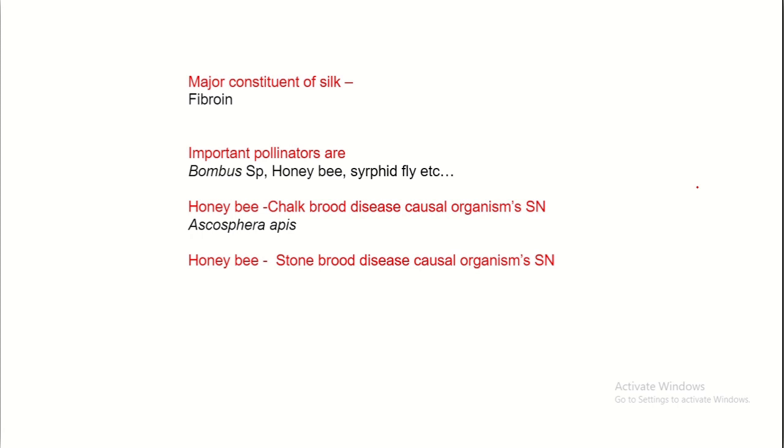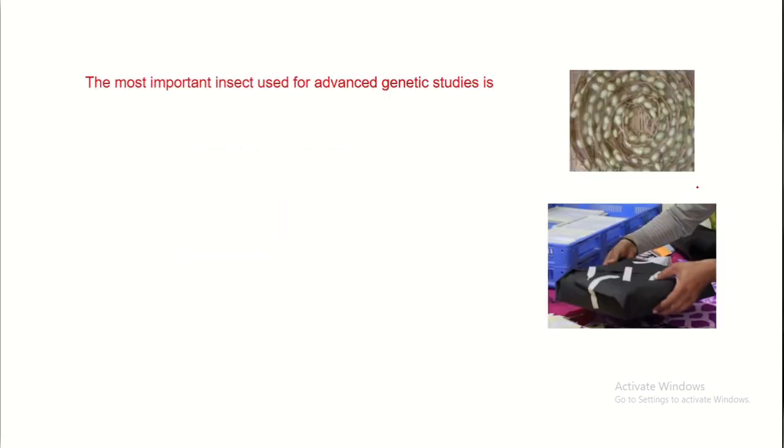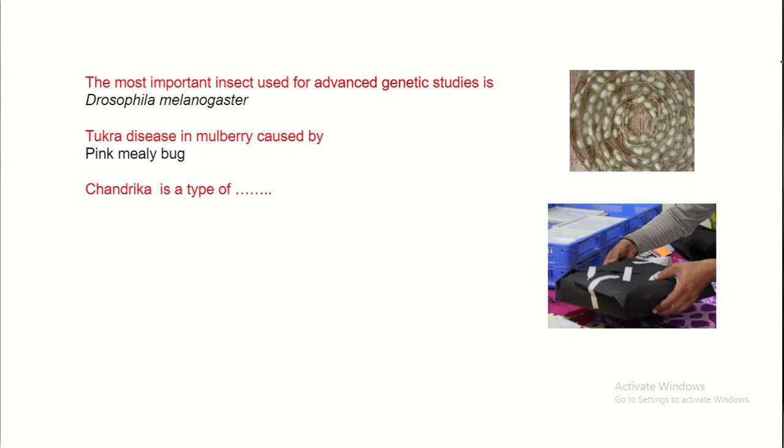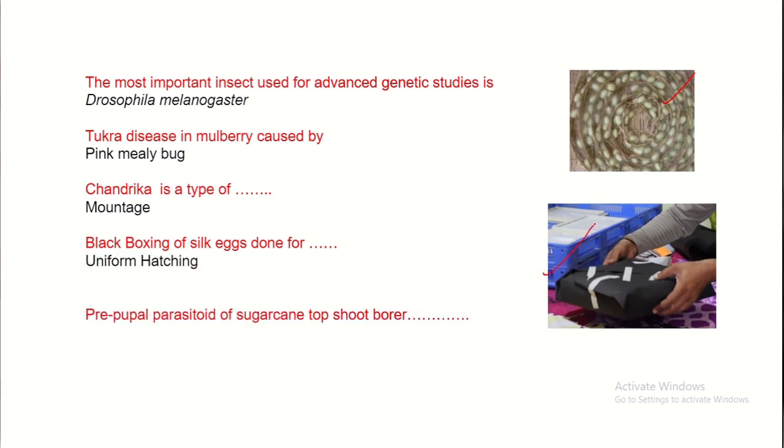Honeybee stonebrood disease causal organism's scientific name is Aspergillus flavus. Parthenium weed managing bioagent is Zygogramma bicolorata. The most important insect used for advanced genetic studies is Drosophila melanogaster. Tukra disease in mulberry is caused by pink mealybug, that is Maconellicoccus hirsutus. Chandrika is a type of mountage. Block boxing of silkworm eggs is done for uniform hatching. Prepupal parasitoid of sugarcane top shoot borer is Isotima javensis.